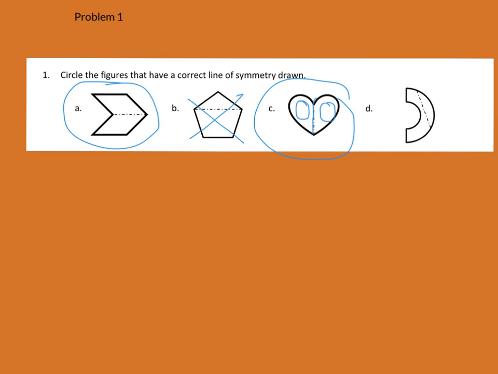Now, last but not least, we have D. And D is a pretty funny shape, and it has a line of symmetry drawn right here. Now, if we were to take this line of symmetry and flip this half of the object over it, it would not map up to this object. So D does not have the correct line of symmetry drawn.